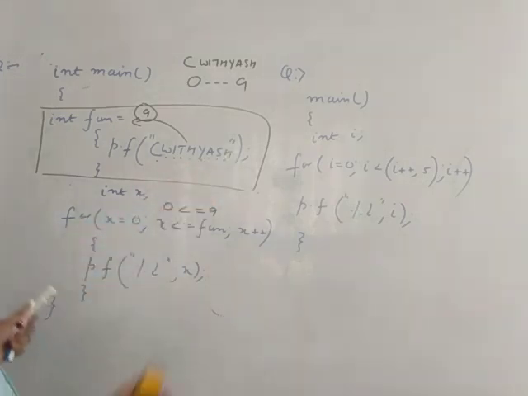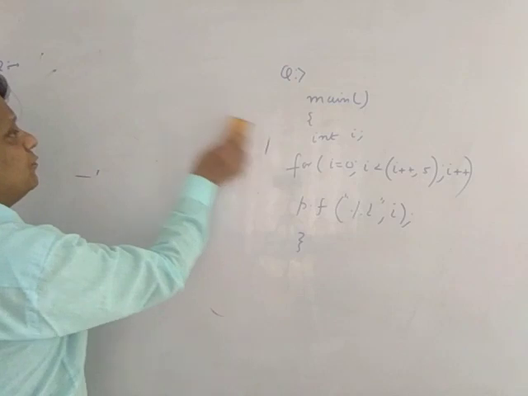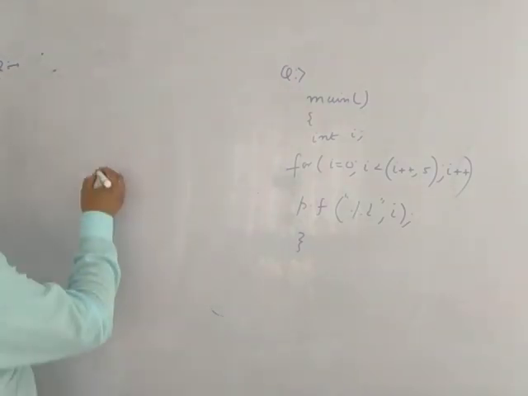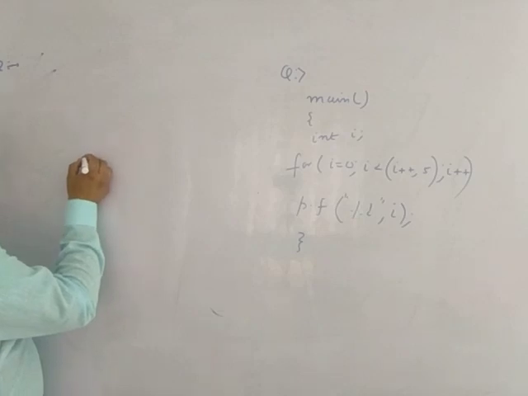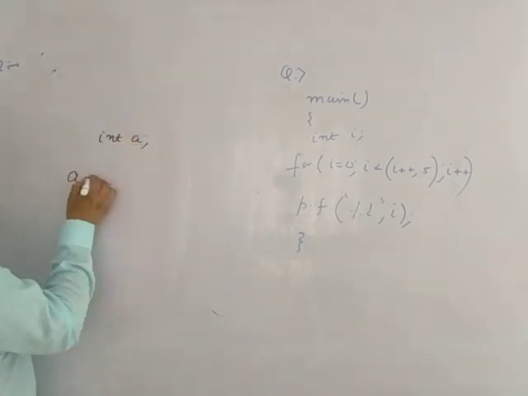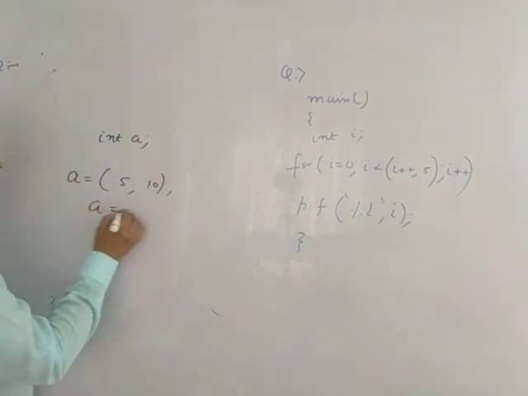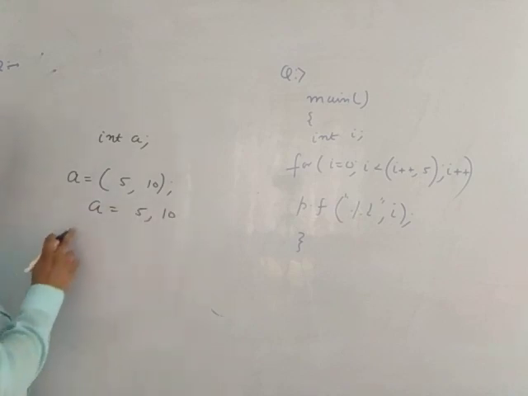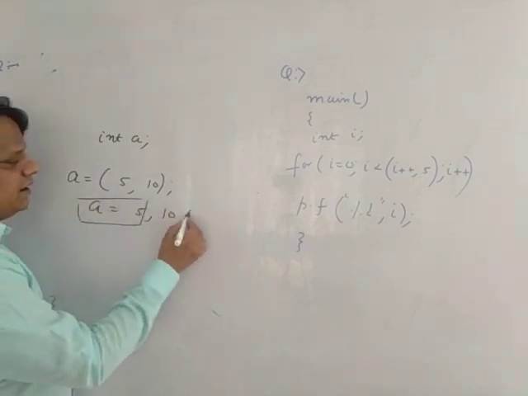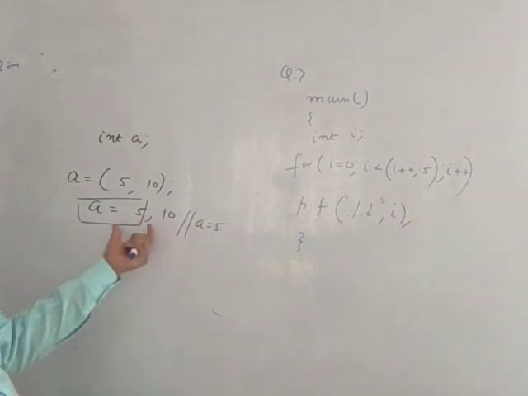Now this next question is pretty important. Before moving to this question, let me explain the concept here. Let's suppose there is a variable int a, and if I write a is equal to 5 comma 10, only the first value gets assigned to a, and the value of a becomes 5 when there is a comma operator.